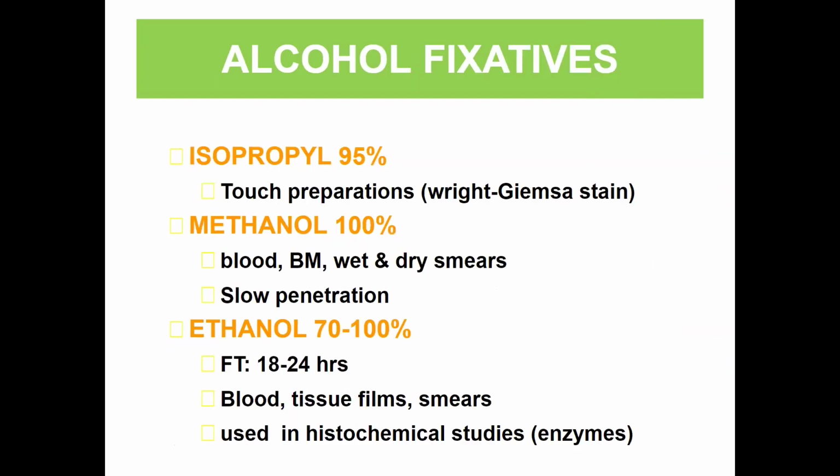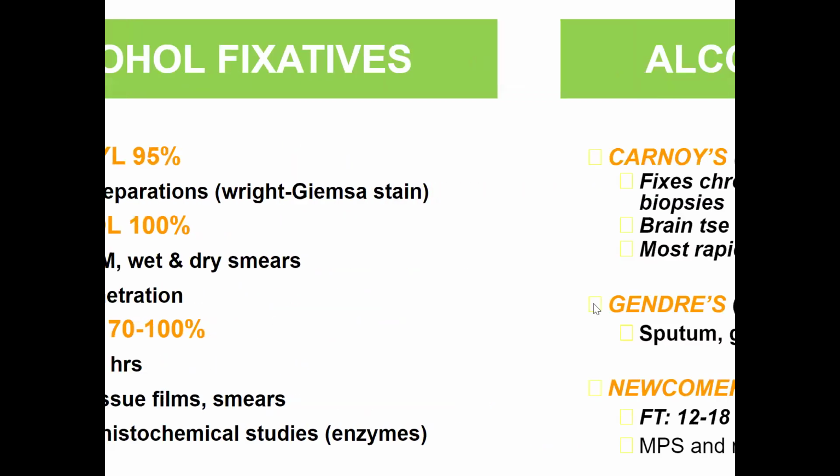Eventually. So different preparations: you have isopropyl 95% used for touch preparations and those that will use Romanowsky stain. Touch preparation, you usually just press the specimen onto a glass slide, and then when it is dry, you can use your alcohol fixative. Methanol, 100%, for blood, bone marrow, wet and dry smears. However, it has a slow penetration. Ethanol 70 to 100%, fixation time is 18 to 24 hours. Also used for blood, tissue films, and smears, and in histochemical studies for enzymes.